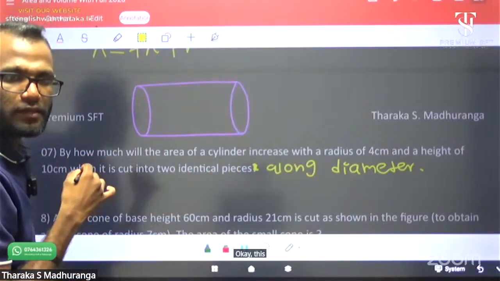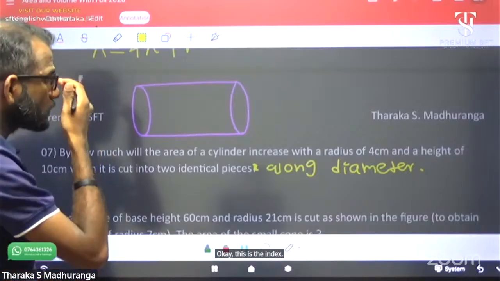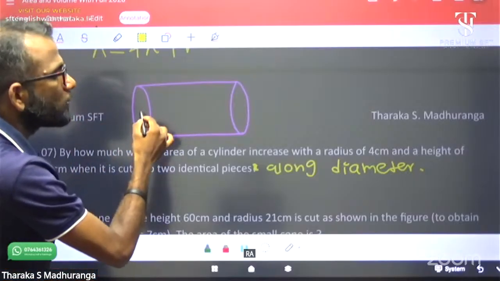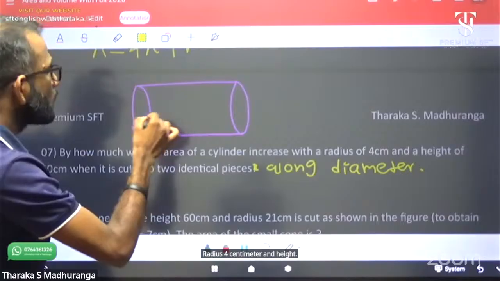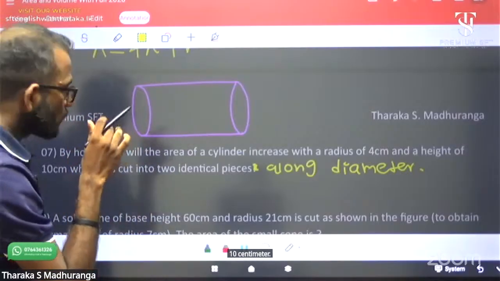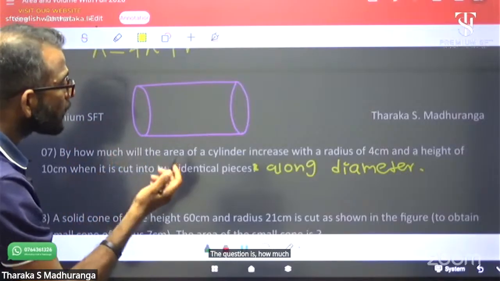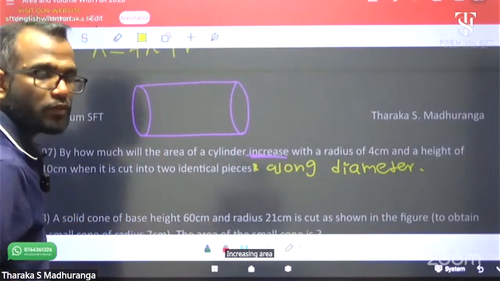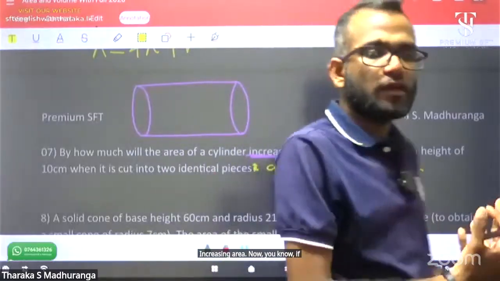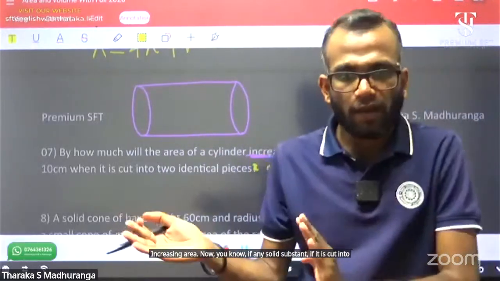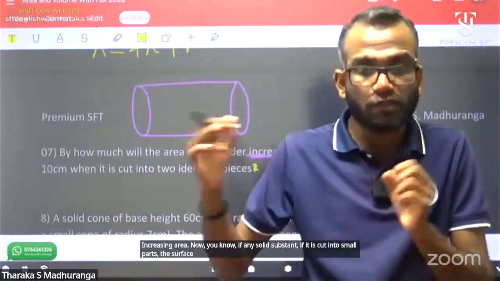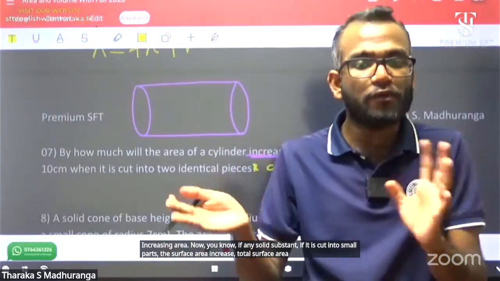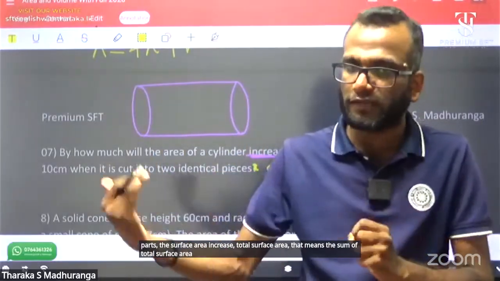Okay, this is a cylinder. Right? This is a cylinder. Radius 4 centimeter and height 10 centimeter. The question asks how much will the area of the cylinder increase? Now you know if any solid substance is cut into small parts, the surface area increases, the total surface area. That means the sum of total surface area is increasing or decreasing?